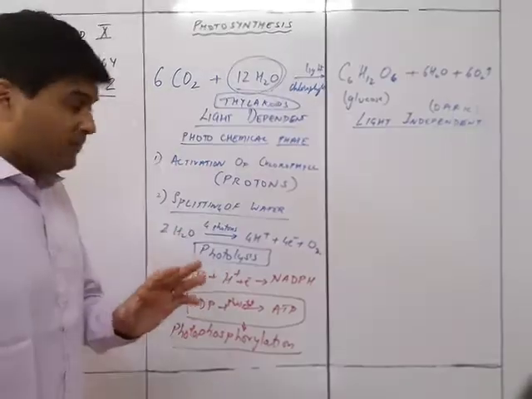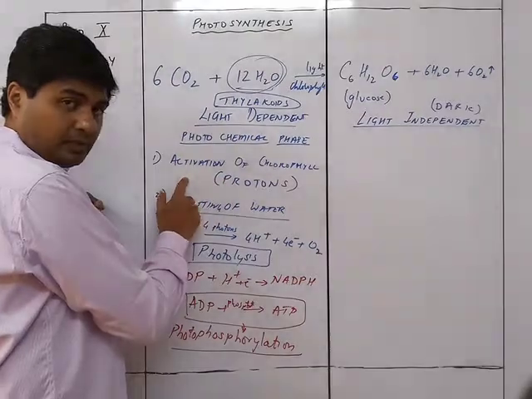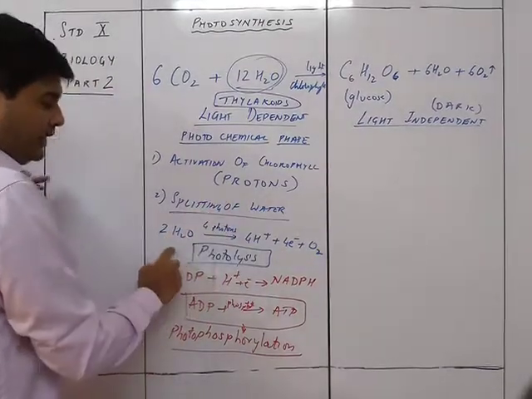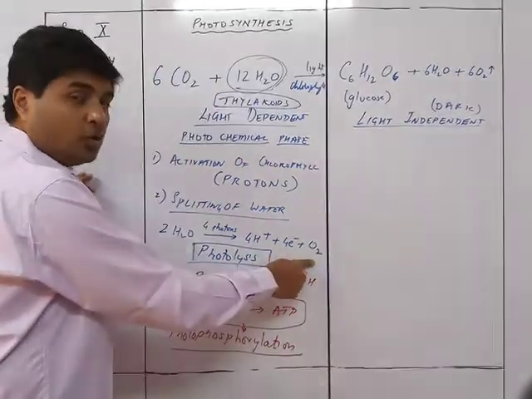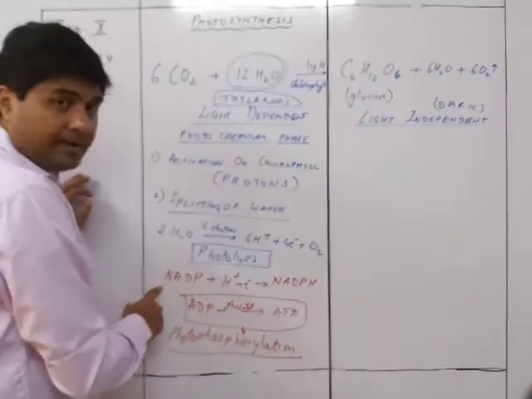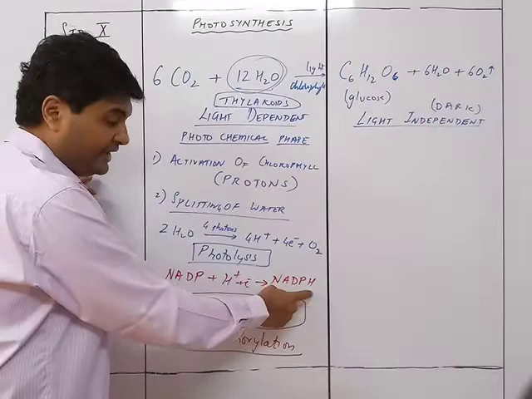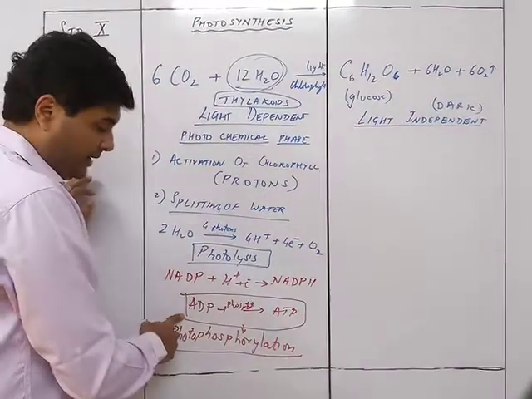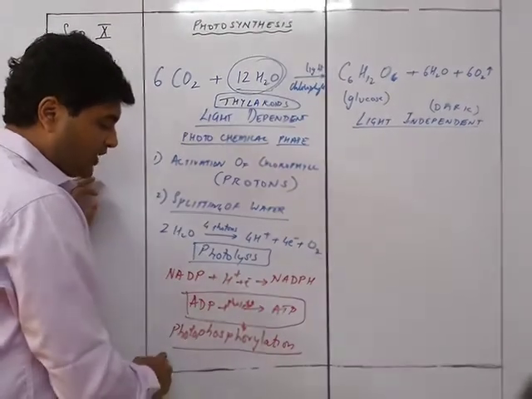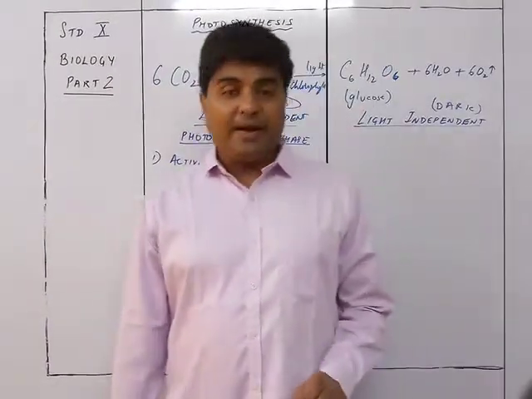So this was the light dependent phase. What happens in the light dependent phase? First of all, there is the activation of the chlorophyll with the photons, and then there is a splitting of water into H plus, electrons and O2. The H plus is going to be collected by the NADP, that is nicotinamide adenine dinucleotide phosphate, to get converted into NADPH, and also the ADP is going to get a phosphate and, with the electron over here, convert into ATP, which is called photophosphorylation. So this is what happens in the light dependent phase.